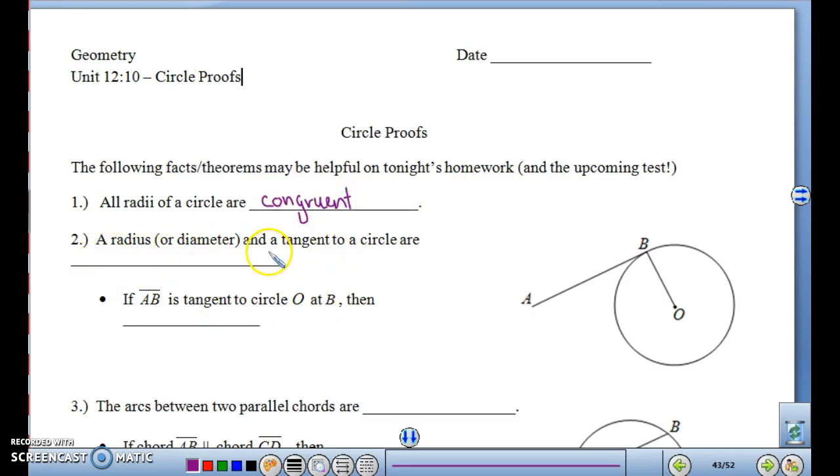A radius or diameter and a tangent to a circle are... So if you have a radius of the circle and you have a tangent to the circle, what do we know about them? They are perpendicular. So that means if AB is tangent to circle O at point B, then OB, the radius, is perpendicular to the tangent line. OB is perpendicular to AB. So that's our first couple theorems.